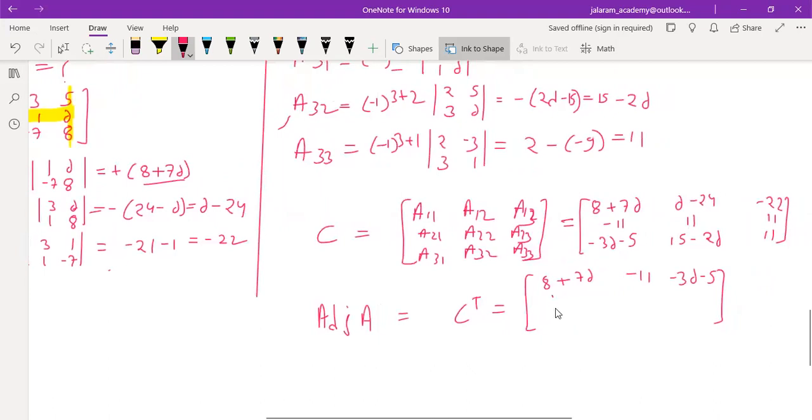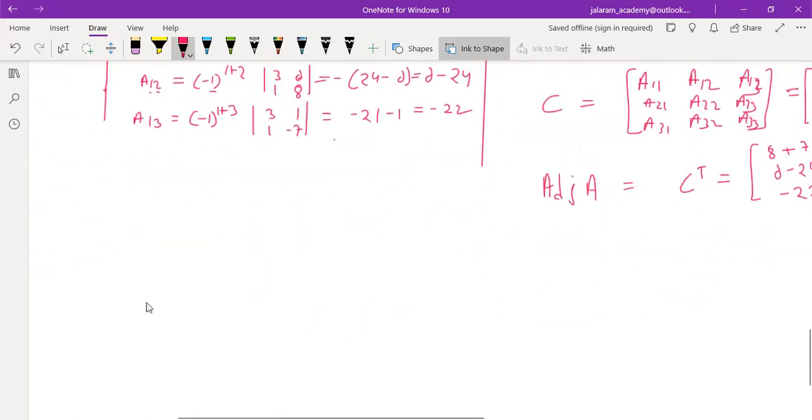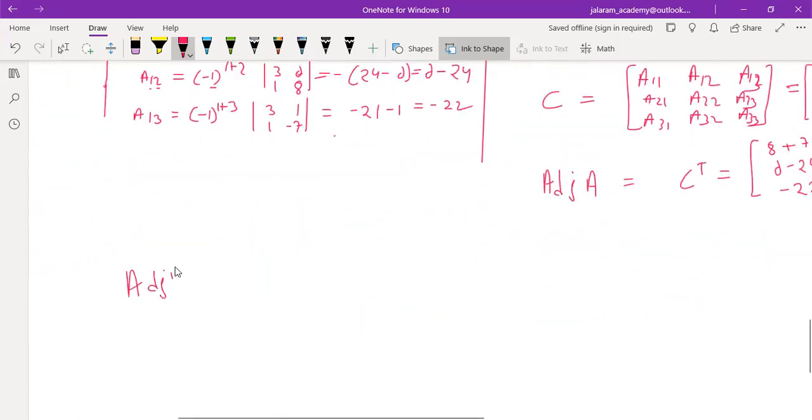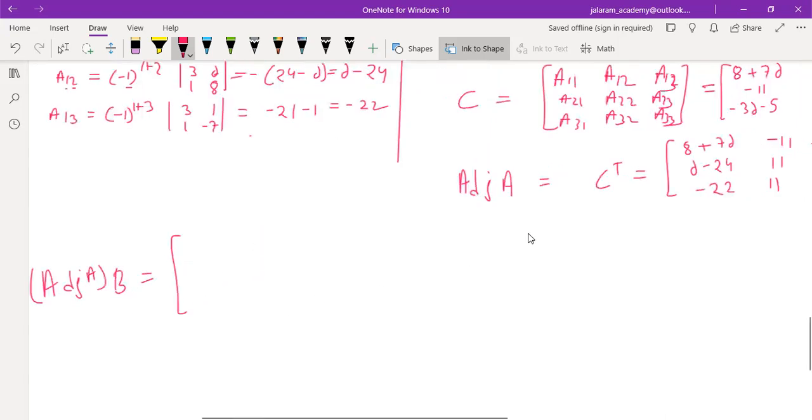The second column, delta minus 24, 11 and 15 minus 2 delta, becomes the second row. Minus 22, 11, 11: the third column becomes the third row. Now finally we find adjoint of A into B. So write this adjoint A again.